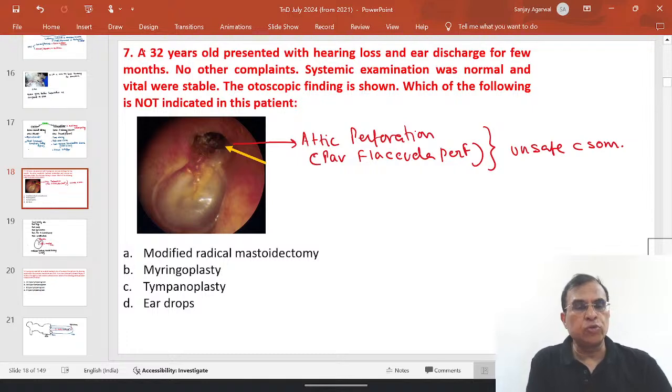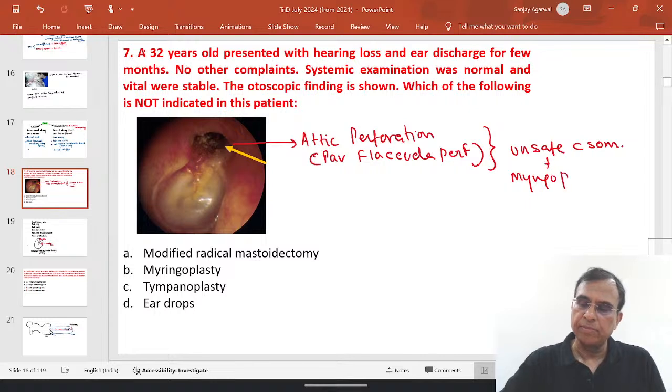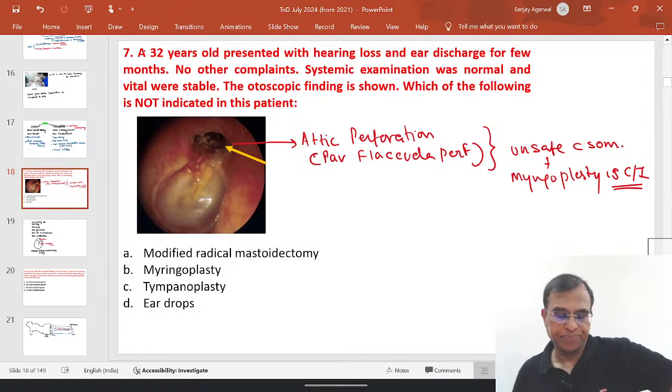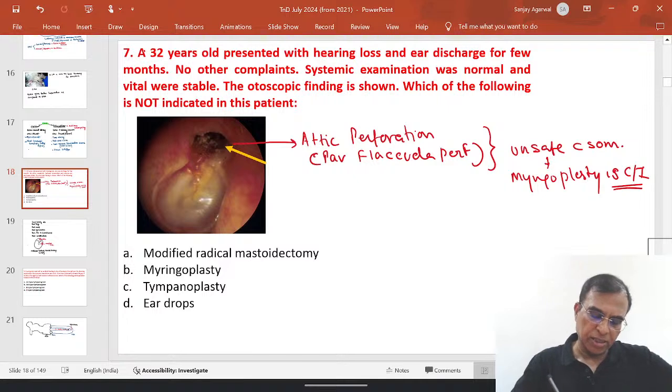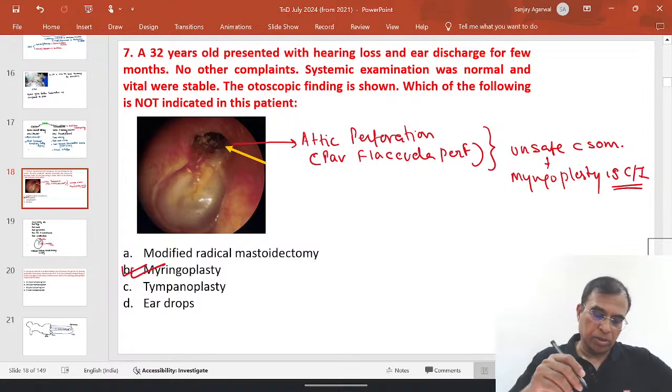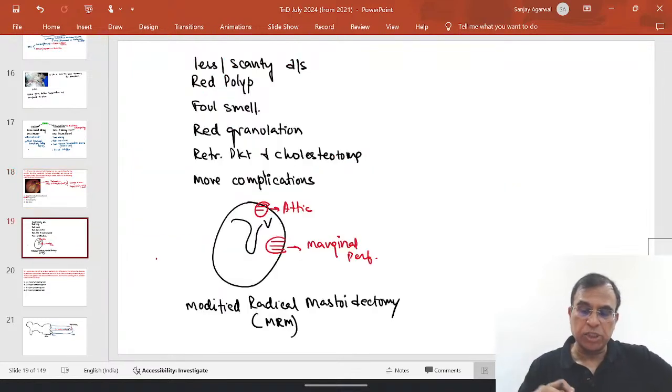And in unsafe CSOM, meringoplasty is contraindicated. So in unsafe CSOM, meringoplasty is contraindicated. So yes, B is the correct answer. So these are the features of unsafe CSOM.